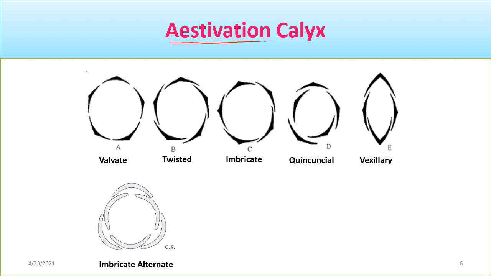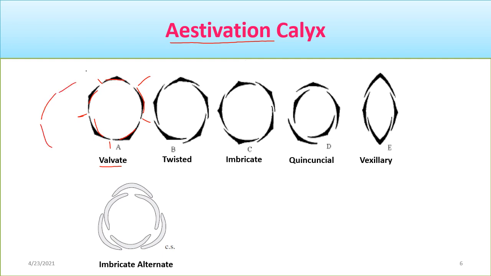So whenever the flower is earlier in the bud condition, at that time how the parts of floral whorls are arranged, accordingly there are different types of estivation. Out of that, first is valvate estivation, where you can see this is one sepal, this is second, this is third, this is fourth, and this is fifth. But if you see their margins, they are not overlapped anywhere. They are completely arranged end to end.